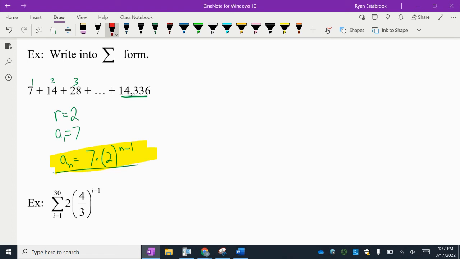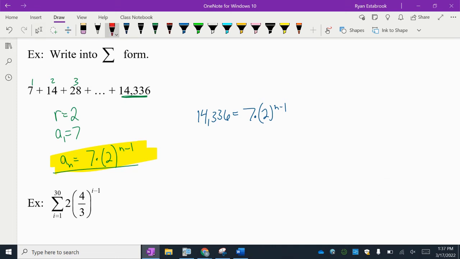Could you solve for n? Solve for n. So where does this get plugged into here then? A sub n. So 14,336 equals 7 times 2 to the n minus 1. The goal is to solve this thing for n.